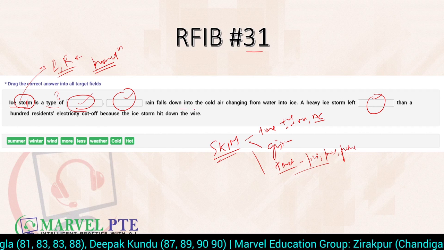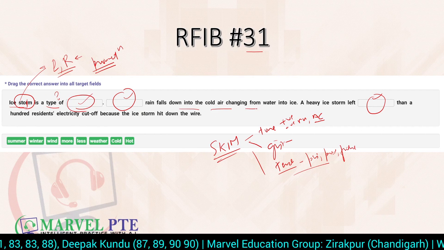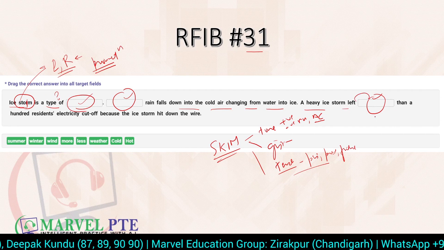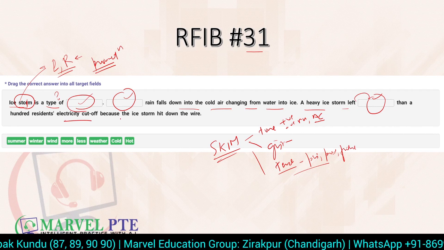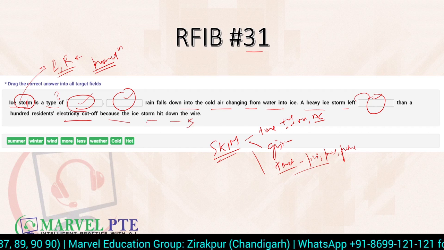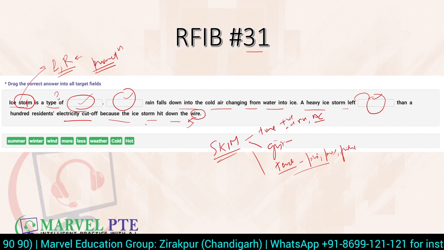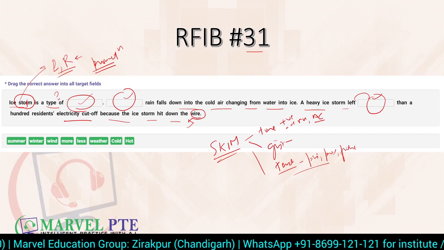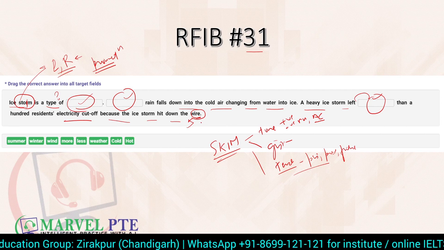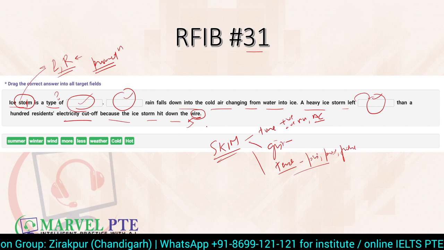Rain falls down into the cold air, changing from water into ice. A heavy ice storm left more than 100 residents without electricity because the ice storm hit down the wire. Okay, and its pronunciation is wire. Here the R will be pronounced. Again, these are the rules of pronunciation of R, which we have covered in detail in our pronunciation lecture.